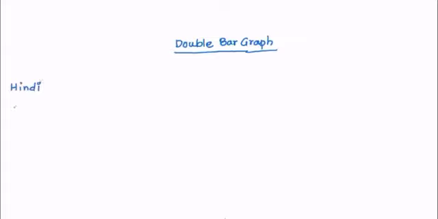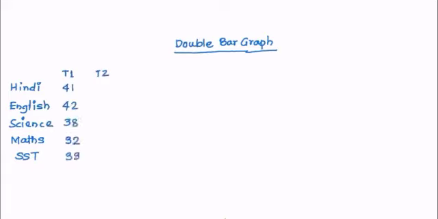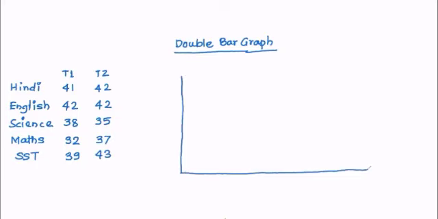So let's draw a double bar graph for a student to represent his scores in test 1 and test 2 in the given subjects. Let's now draw the double bar graph. So let's draw the axis first, vertical and horizontal axis. Along the horizontal axis, let's write the categories, and let's ensure that we keep a little more distance between categories.